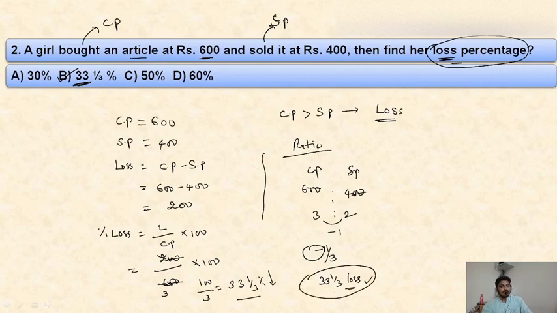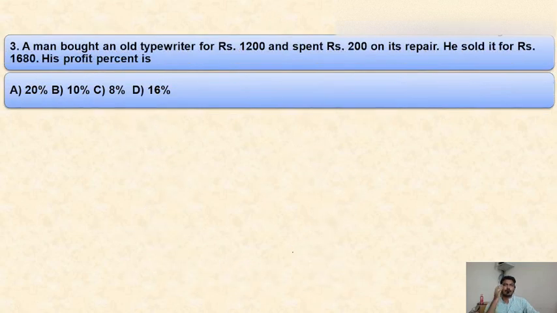So if you go with the ratio approach or if you go with the formula approach, in both scenarios you get the same answer here. I hope you are clear with this explanation, and let us move to the next question. And here is the next question.